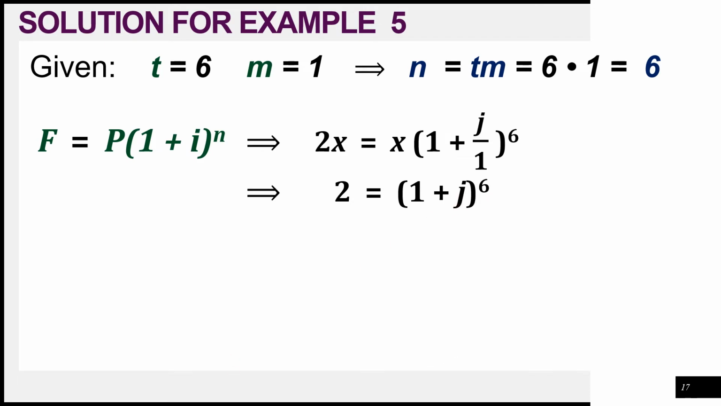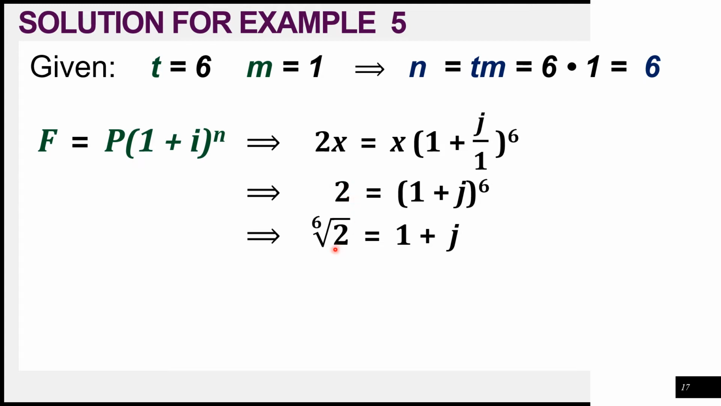Then, simplifying this one further, we got the 6th root of 2 equals 1 plus j. How did we derive this? Since in this part of the equation, we have this quantity raised to the power of 6, in order to eliminate this one, so that our variable j will be free, we are going to solve for the 6th root as well of this part of the equation.